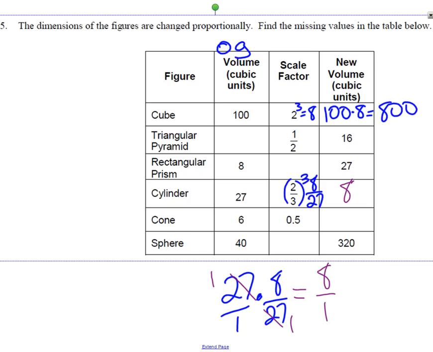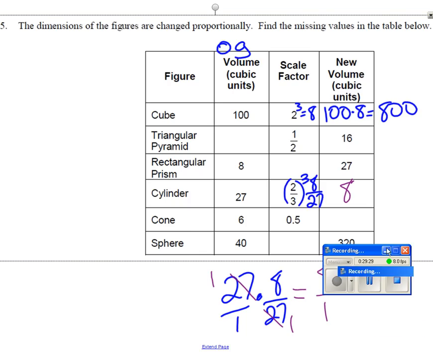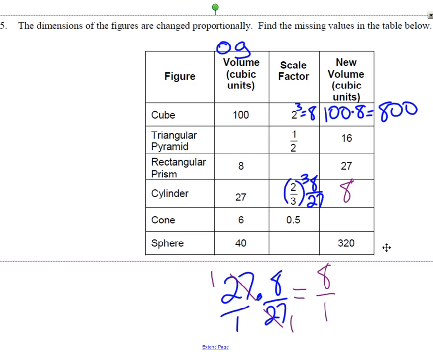Mr. Ellis, how do you tell if a scale factor needs to be cubed? It always does if you're doing volume, even like on number 4 on the other side. All right, normally we would have skipped this one, but hopefully we can make a really easy connection here. If going from 27 to 8 required a scale factor of 2/3, what scale factor do you think it's going to take to go from 8 up to 27?